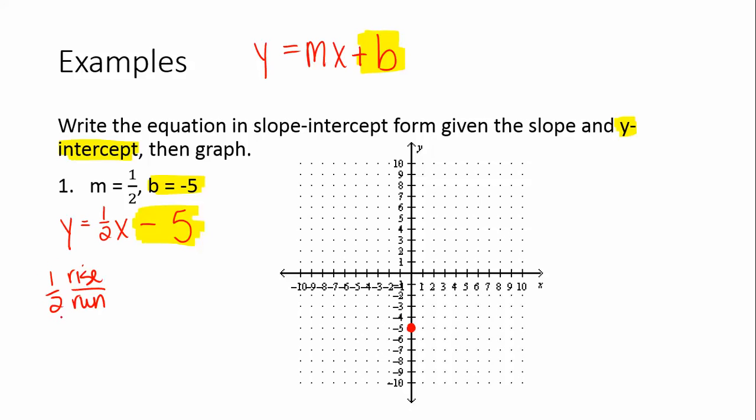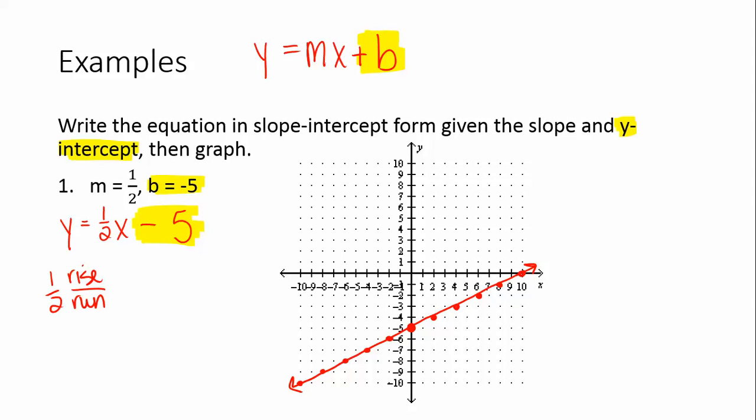So if this slope is positive 1/2, that means I'm going up 1 and over 2, up 1 and over 2. Now I can continue that pattern across the graph till I run out of room, and I also want you going in the other direction. So now down 1 over 2, down 1 over 2, and so on. Notice that I extend my line all the way across the graph, which is what I would like you to do.